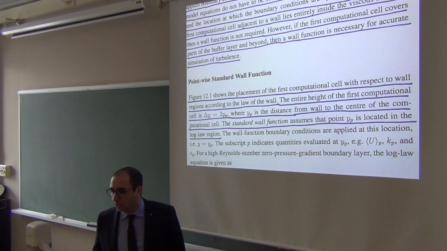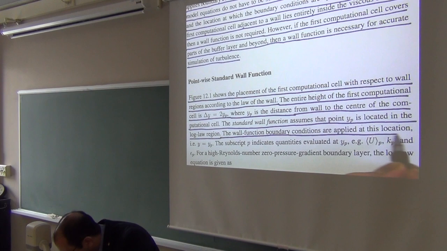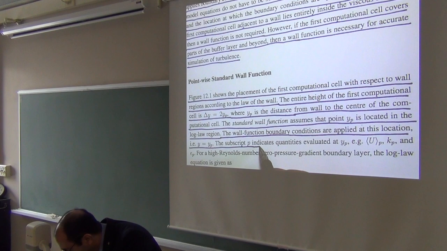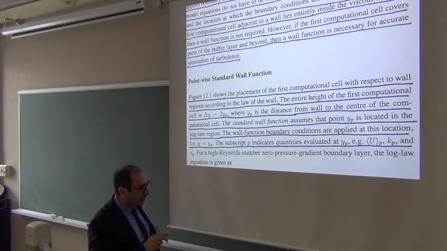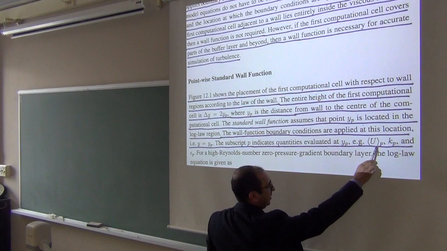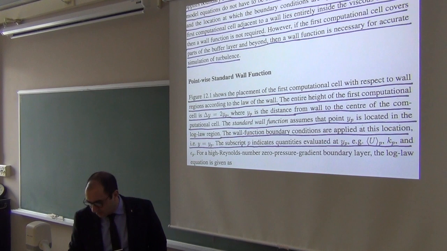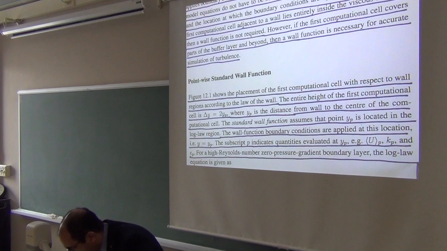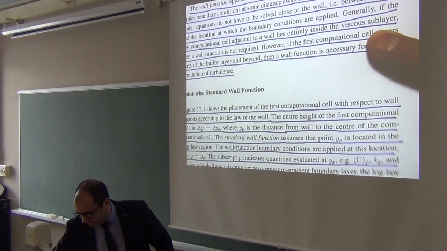The wall function boundary conditions are applied at this location, i.e. at height y exactly equal to the mid-height of the cell. And remember, the subscript p indicates quantities evaluated at this mid-height. So I could talk about mid-height itself, yp. I could talk about velocity at point p, or kinetic energy at point p, or dissipation rate at point p. I could talk about all these at that point. And then for high Reynolds number, zero pressure gradient boundary layers, the log law equation was given as the following, which I introduced to you in the previous chapter.